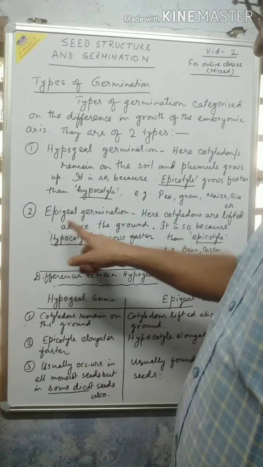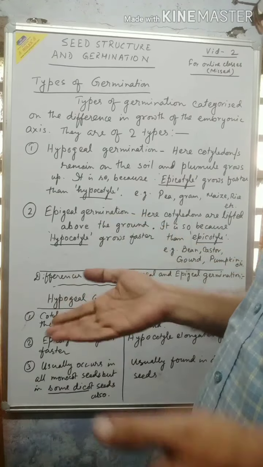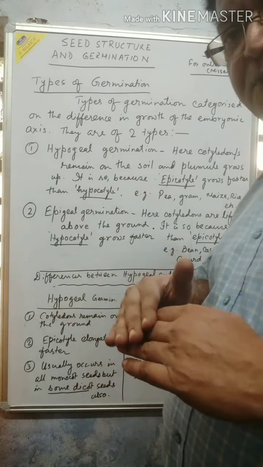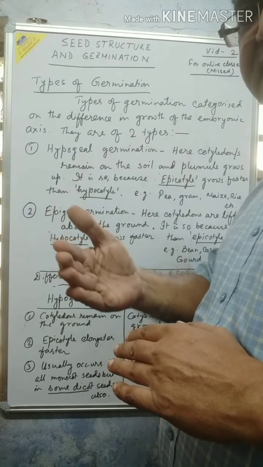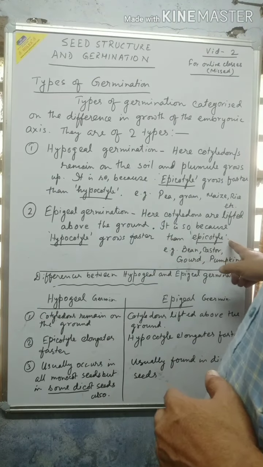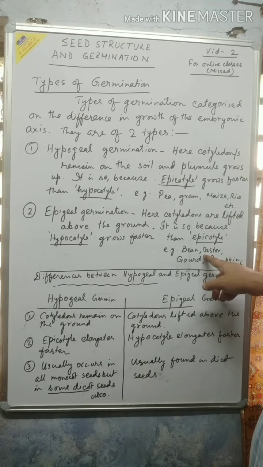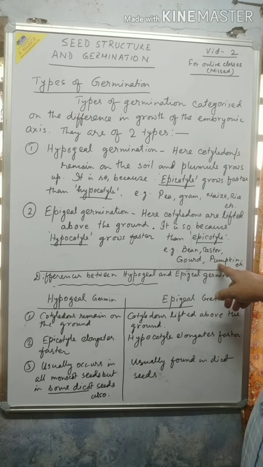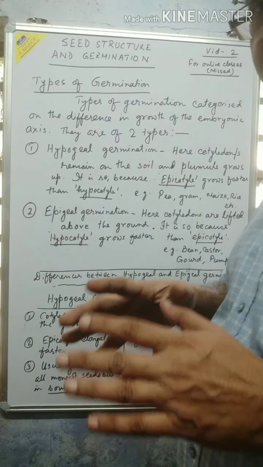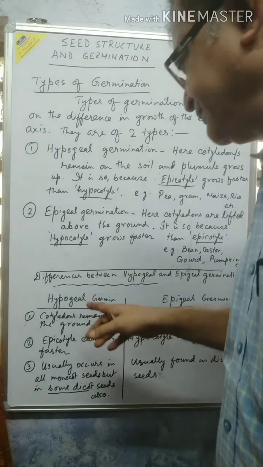The second type is epigeal germination. Here the cotyledons are lifted above the ground, and it is so because the hypocotyle grows faster than the epicotyle. The examples are bean, castor, gourd, pumpkin, etc. Now if we compare these two types of germination with each other, we see the following points.